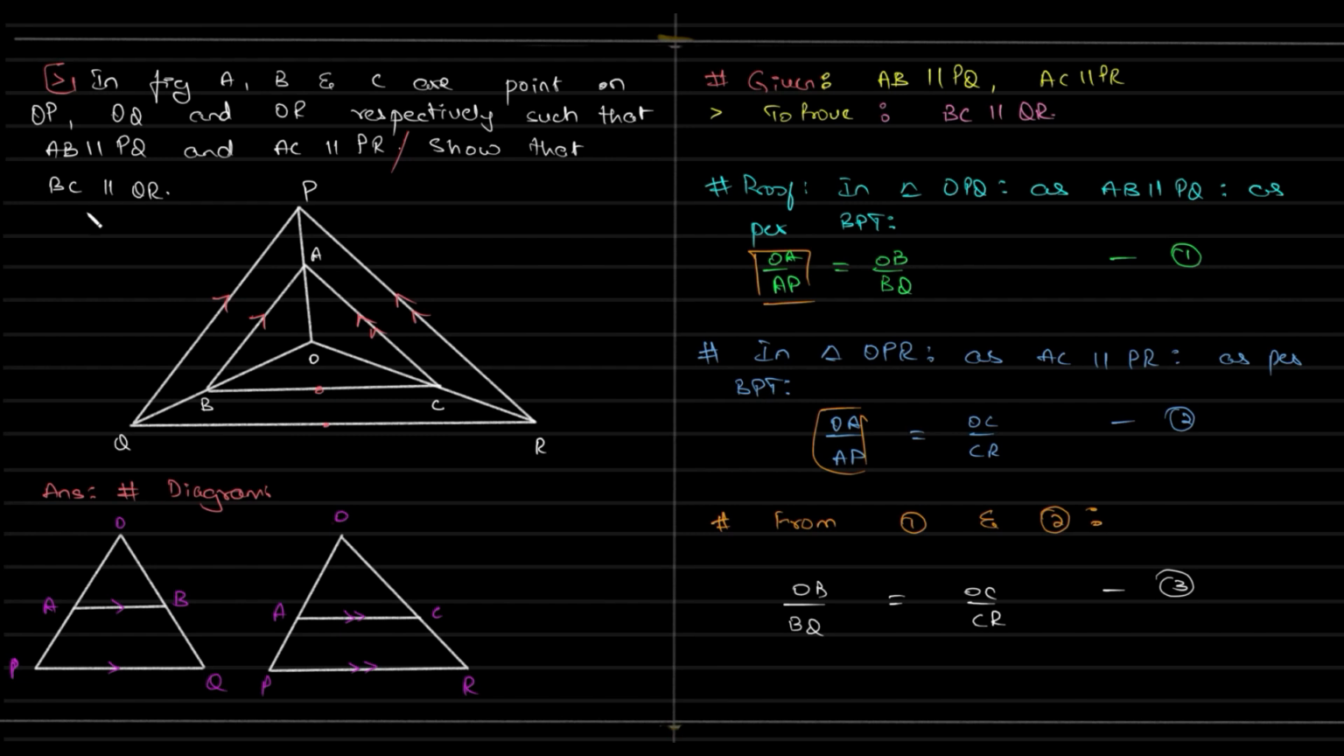We have to prove that BC and QR, these two are parallel. For that, we need to use what theorem? We need to make use of the converse of BPT. And what does the converse of BPT ask for? If I prove the ratios OB by BQ being equal to OC by CR, then by the converse of BPT, I'm able to prove these two are parallel.